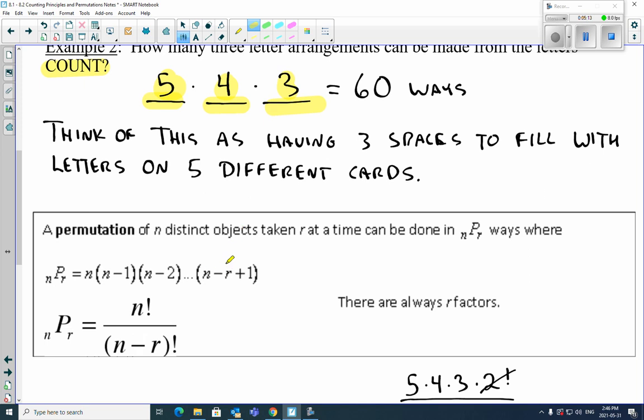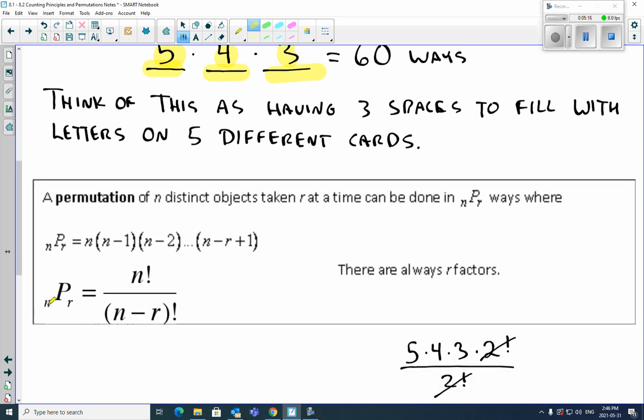So here's the permutation formula. It's nPr. So it's the number, then pick however many you want, right? And then it's just n factorial over n minus r factorial. So that is a button on your calculator if you want to look for it. If not, you can do it manually.